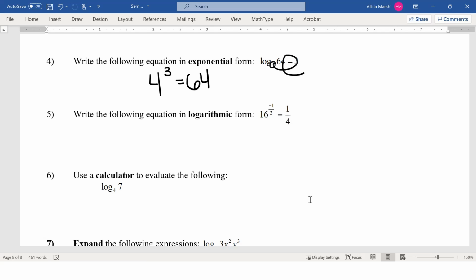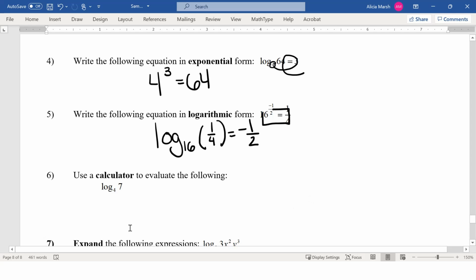Now, if I'm in exponential and I need to go to logarithmic, we always started still with the base, but we did have to put a big giant log in the problem. And this one kind of made like a G. So we started at the 16, go to the 1/4, and then go to the -1/2. So I'm going to say log base 16 of 1/4, and that's going to be equal to -1/2 for an answer. Very quick, very easy problems.